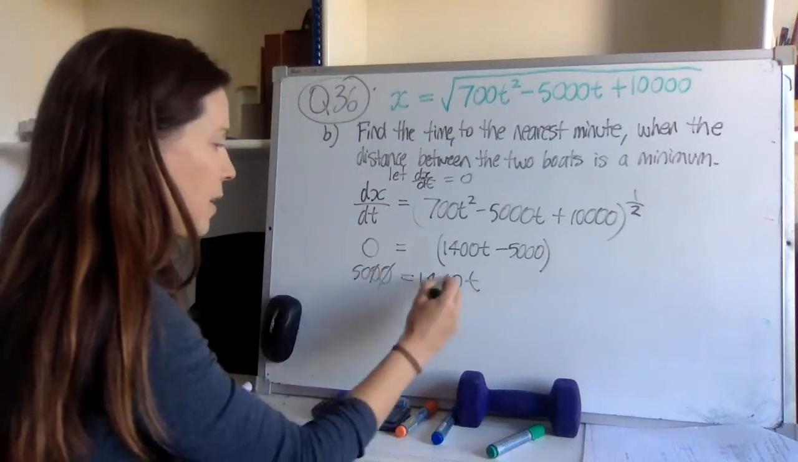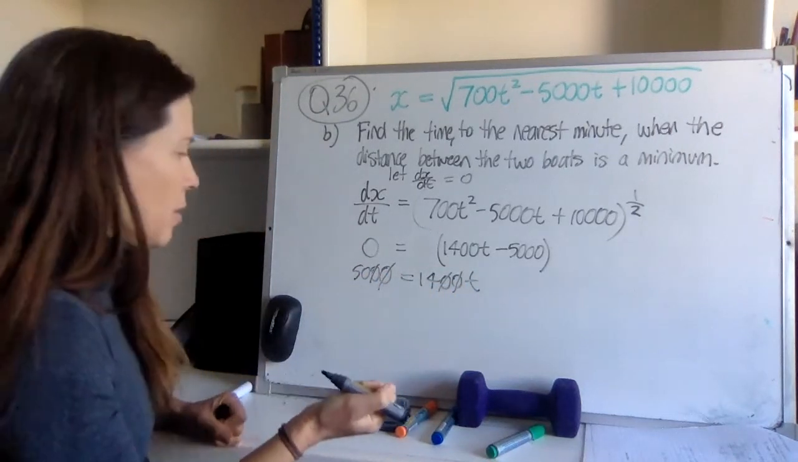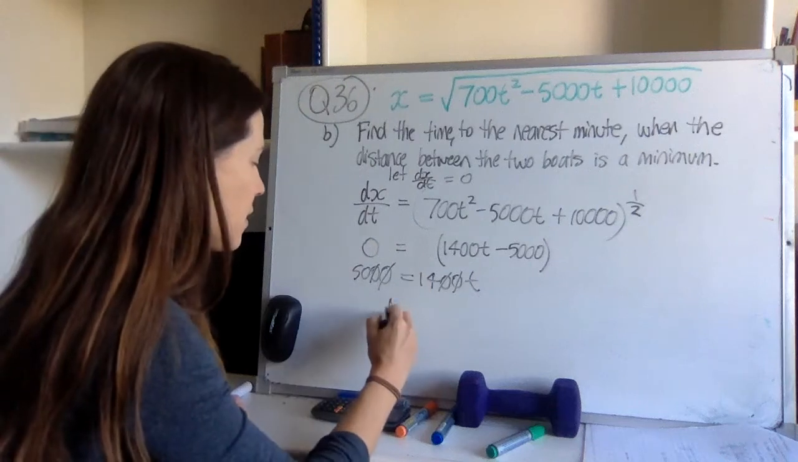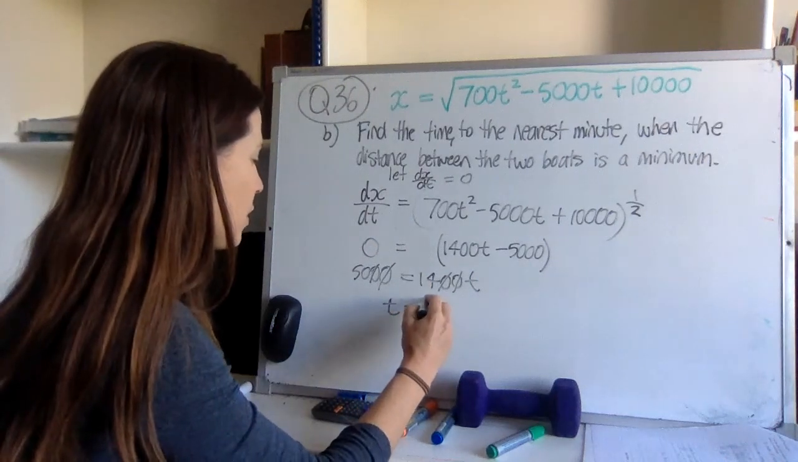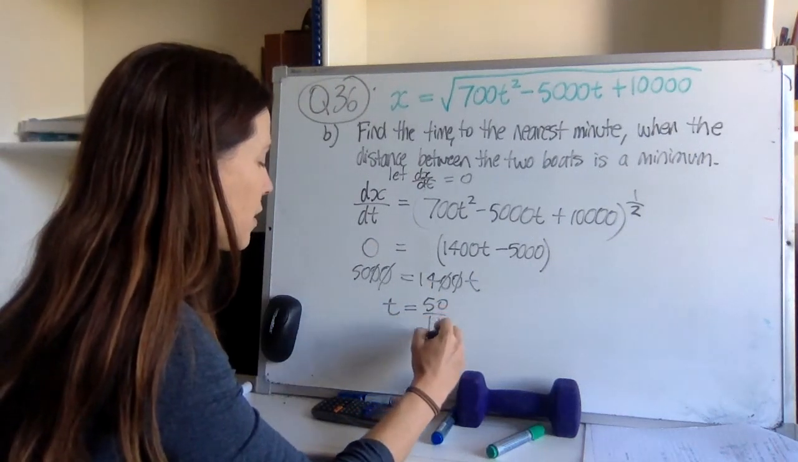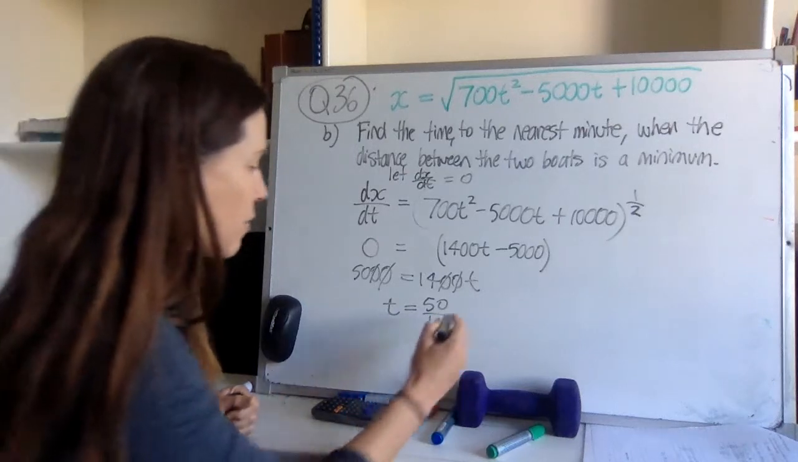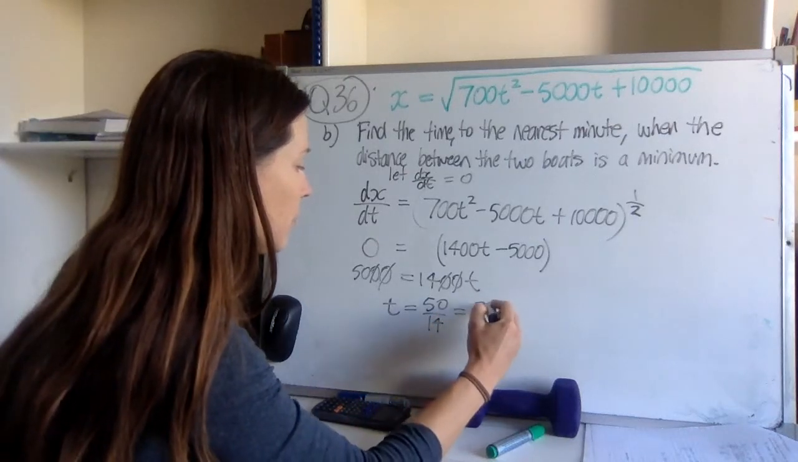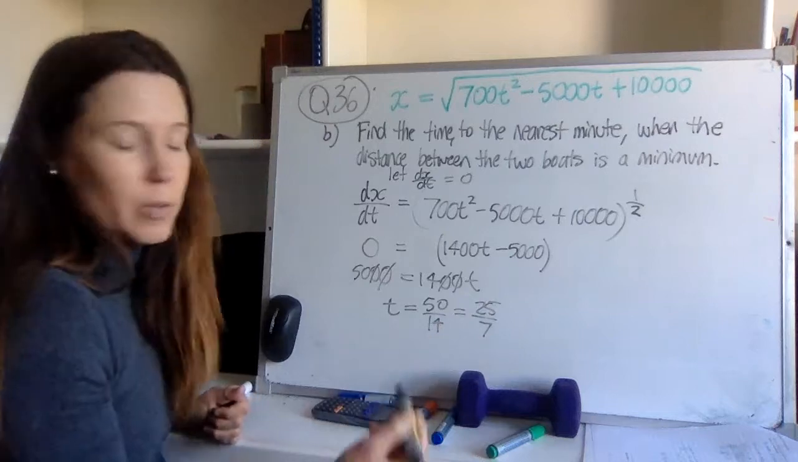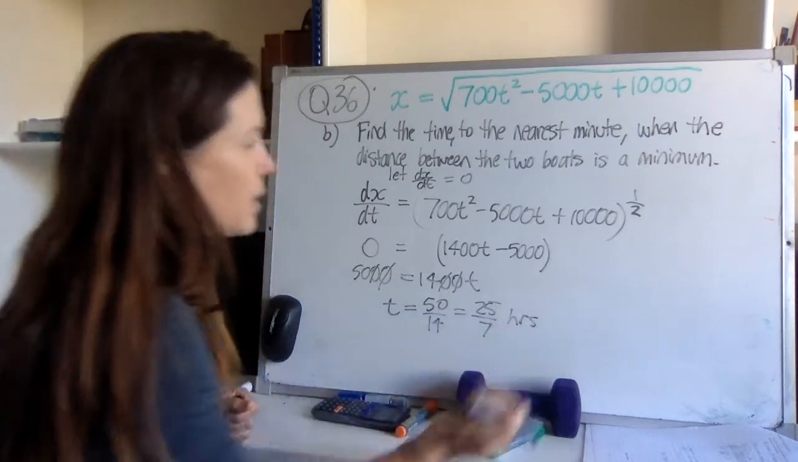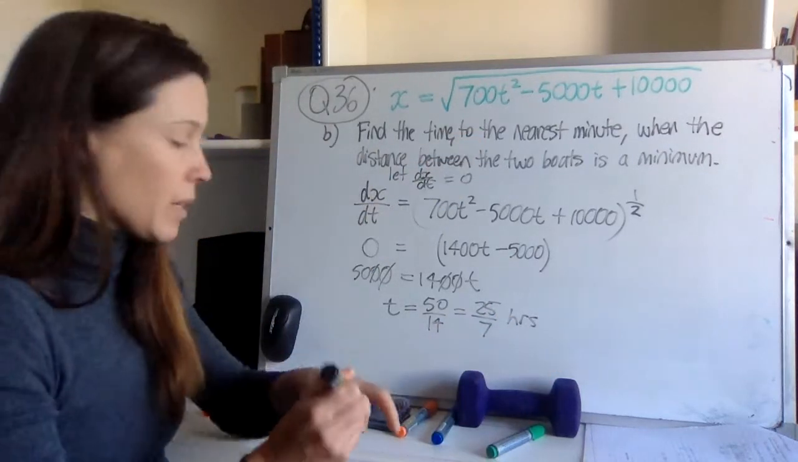Dividing both sides by 100 makes sense to me, just so the numbers are a lot smaller. And now t is going to be 50 over 14, which obviously we could simplify down to 25 over 7. Now, t is in hours. So we've just found this in hours, and the question said to the nearest minute.